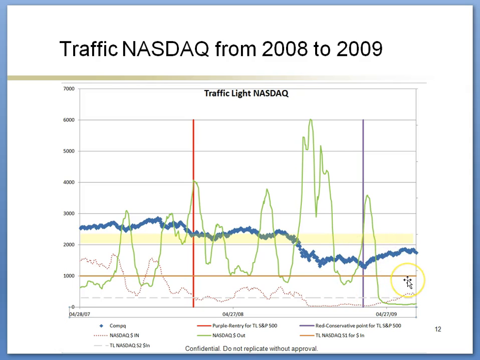A similar trade can be observed in traffic light NASDAQ. See, there was a bearish crossover, the green line crossed above the red line, the red line stayed below, and the green line basically dominates the entire period.